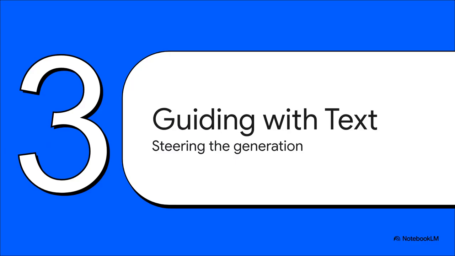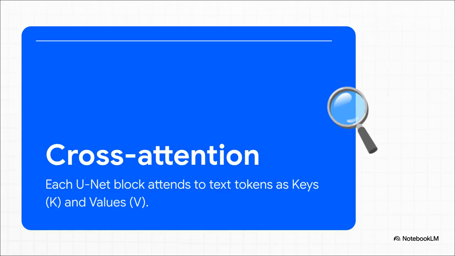Okay, moving on to Section 3, guiding with text. Now, what's really interesting about this next part is how we actually steer these models with our words to get exactly what we want. Because how does typing "a cat on a skateboard" actually manipulate the latent math? The answer is cross-attention. As the model is denoising the image, every single block inside the UNet stops and looks at your text prompt. The image features act as queries, and those frozen text embeddings coming from a model like CLIP or T5, they act as keys and values.